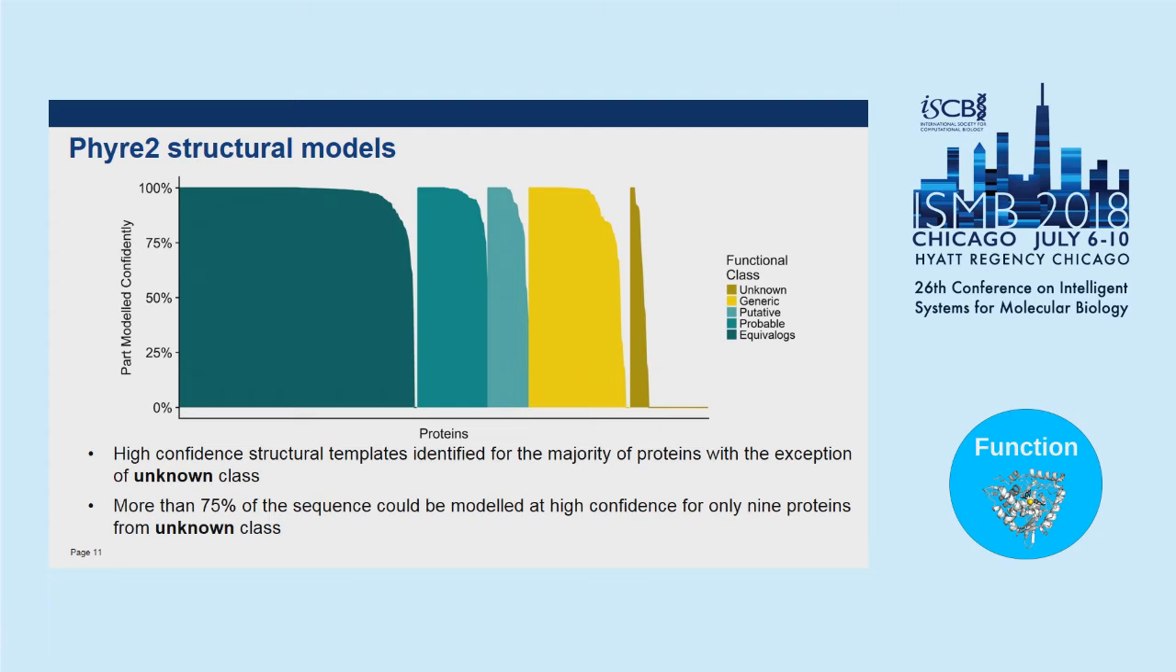Then we looked at structural models. We predicted models using Phyre2. While confident templates were identified for all groups except the unknown one, the situation looks worse when we look at the protein part that could be modeled confidently. Here, for only 9 of the proteins, more than 75% of the protein could be modeled with at least 90% confidence. There is a huge difference between this unknown group compared to the others.